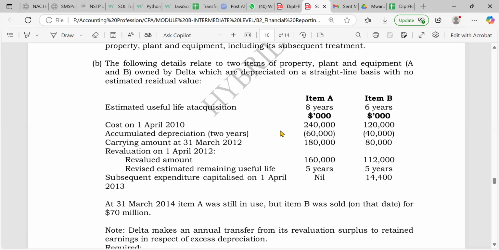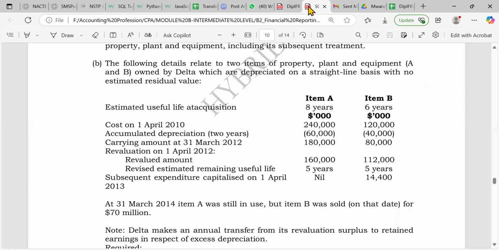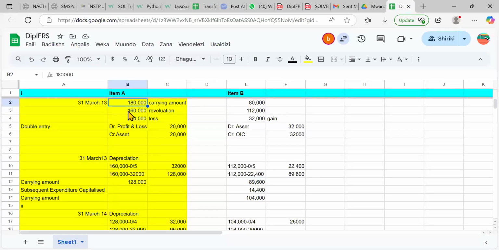Obviously you can see that we have to revalue this, because we don't have to charge depreciation, as depreciation has already been charged. So we have to revalue the asset. You had 180 here, and here it was 80 for item B. We had the revalued amount of 160 and 112.